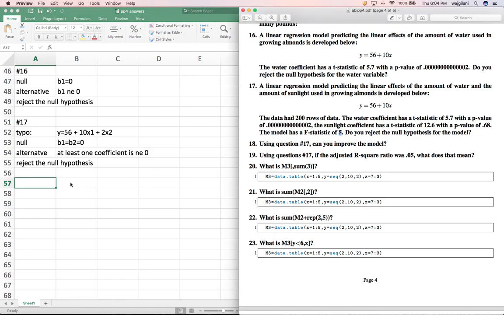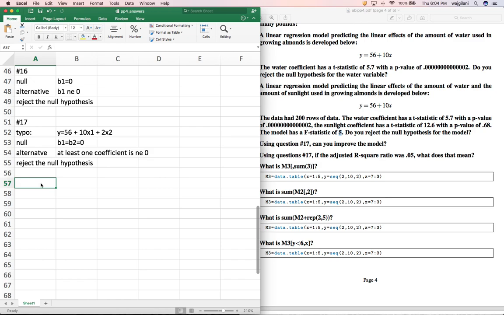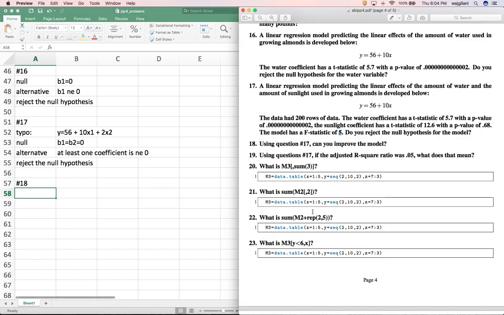Now, using number 17, can we improve the model? Yeah, we can. What does that mean? Basically, just like in our lectures, there may be coefficients in there that have no linear relationship to the dependent variable. And this is where I give you the hint. Well, we already saw that one coefficient has a t-statistic of 5.7 and a p-value that's so small. That means it's way out there in the critical region of a t-distribution. But here, I have a t-statistic that's 12.6. That's very large, but ignore it for now.